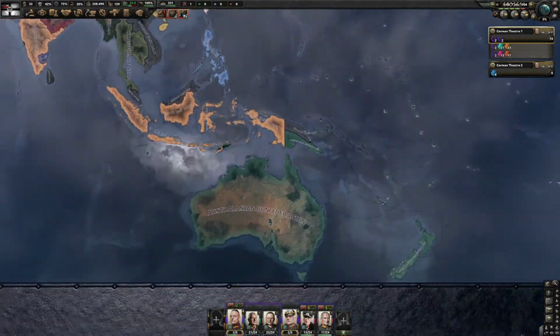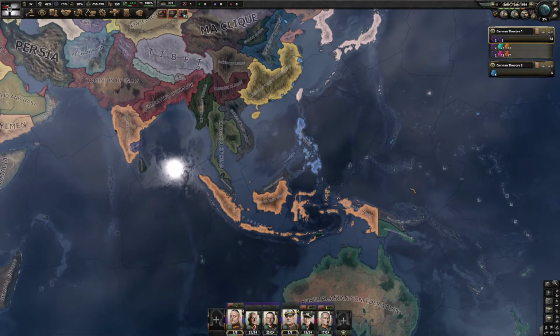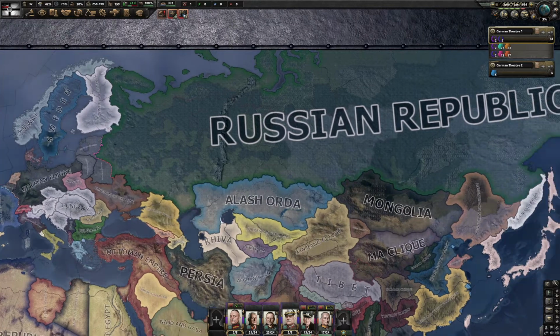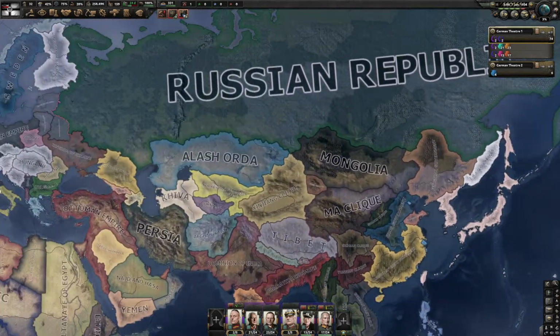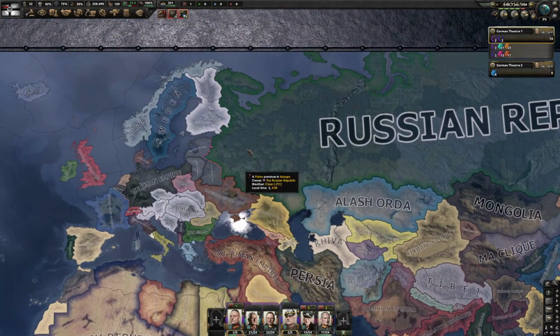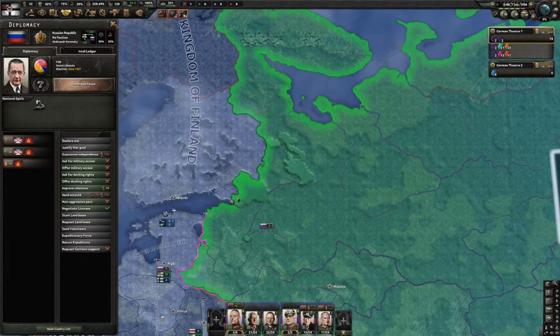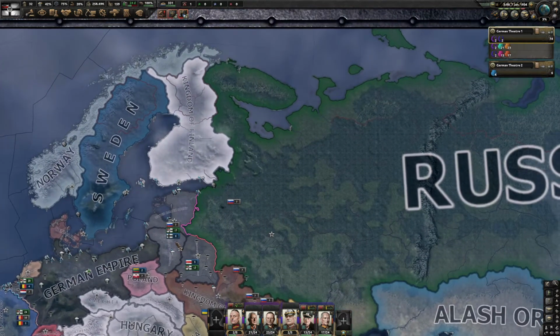But yeah, there's a lot of fun things going on in Kaiserreich, including the fact that we have no Soviet Union in this. There is the Russian Republic, which Kerensky is still the leader of for about the next 0.3 seconds, even though he's dead.